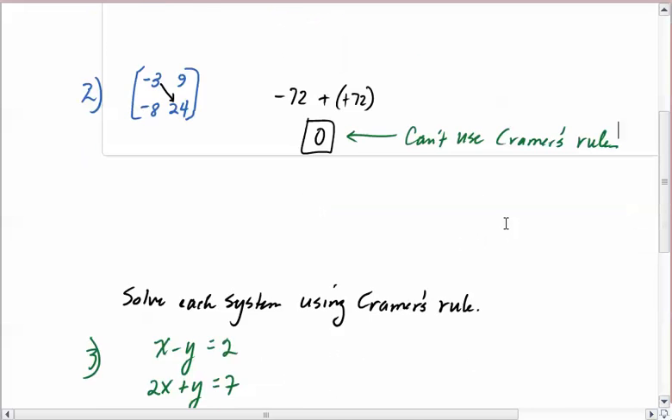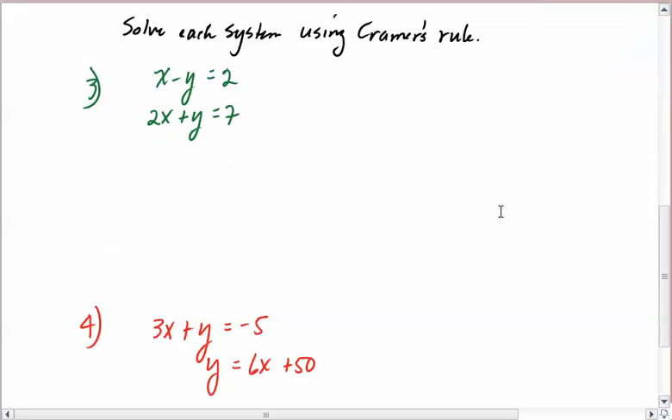All right, so let's take a look at using Cramer's rule. What in the world is Cramer's rule? Well, Cramer's rule is a method of solving any number of variables as long as we have the same number of equations as variables, and if it's actually solvable, meaning if there is a solution. So let's take a look at this.